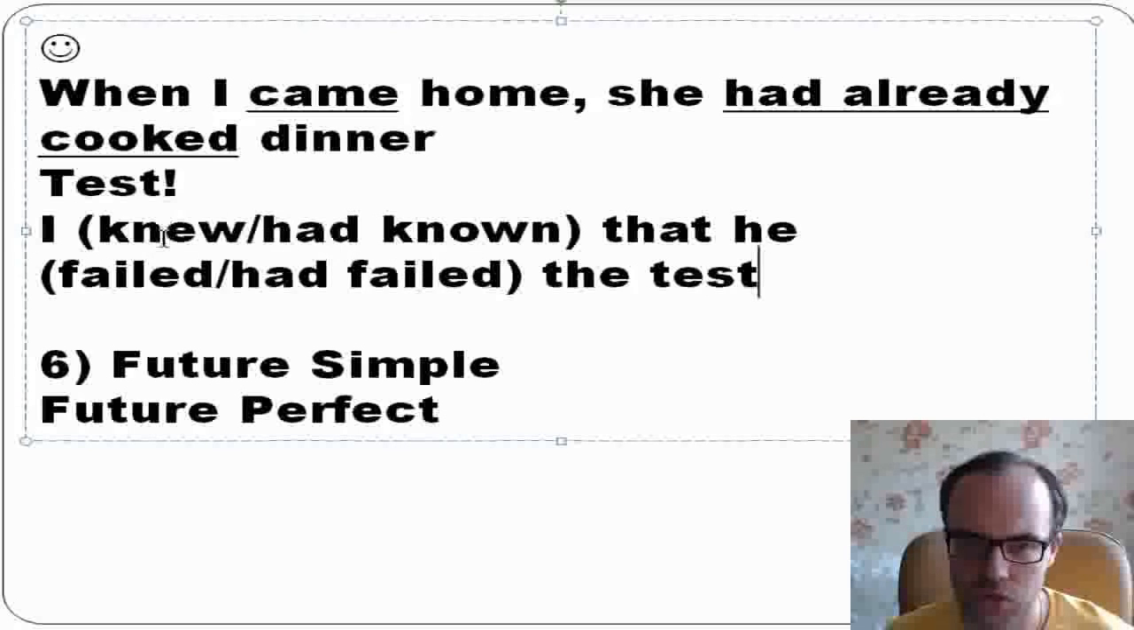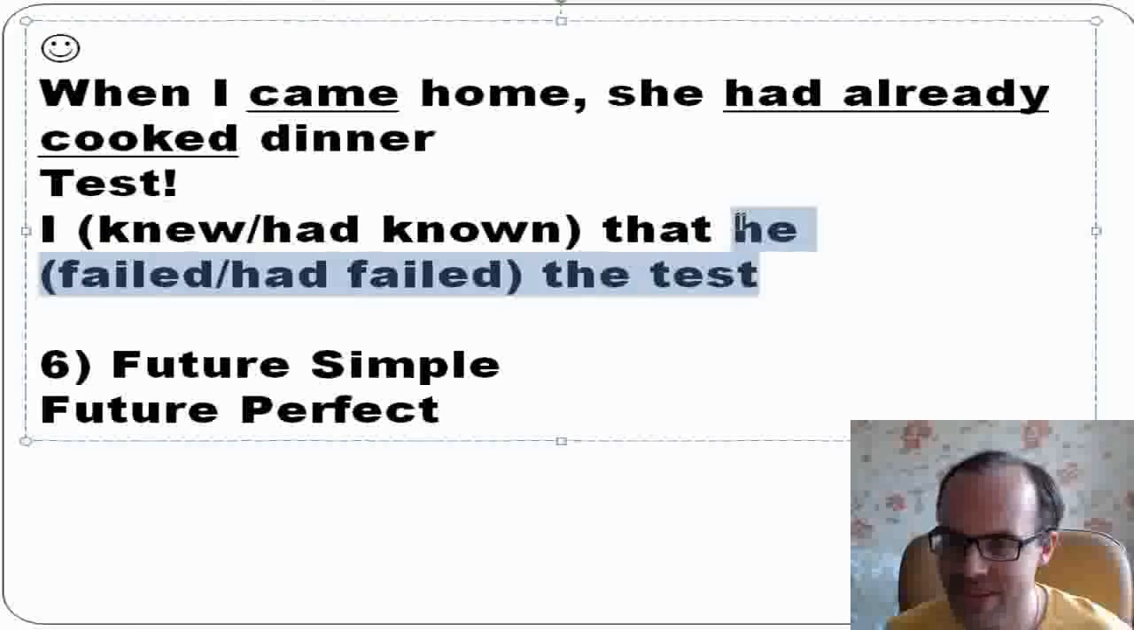So you look at the first part of the sentence, the first clause, and at the second part of the sentence, the second clause. Which action happened earlier? I knew, or he failed. First he failed and then I knew. So it's the second action and it happened earlier.